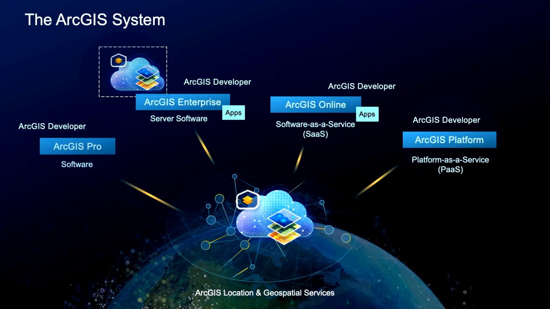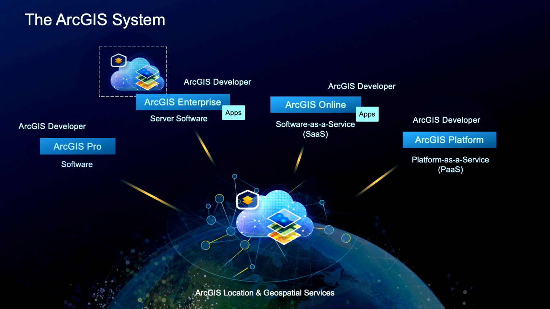So the ArcGIS system has 4 main pillars. There's ArcGIS Pro, which is software that you can extend with your own custom add-ins. There's ArcGIS Enterprise, again a software product to run on your own premise, and you can extend that with your own custom functionality. There's ArcGIS Online. That's software as a service where we take all of the technology and host it on infrastructure and just make it available to you through the web, accessible through web browsers as well as mobile applications.